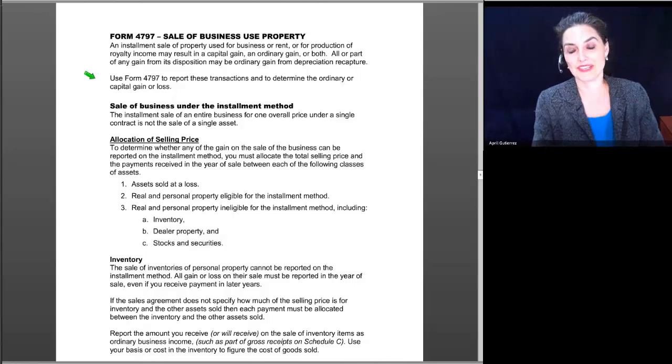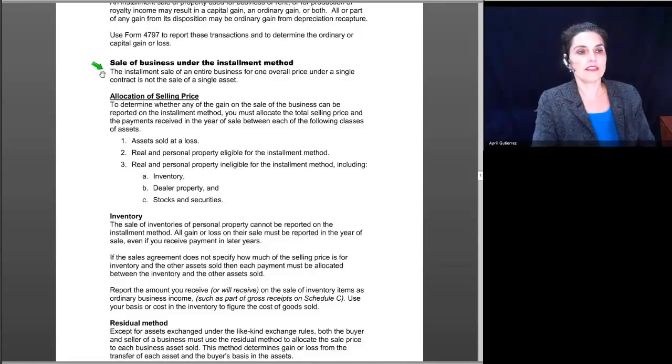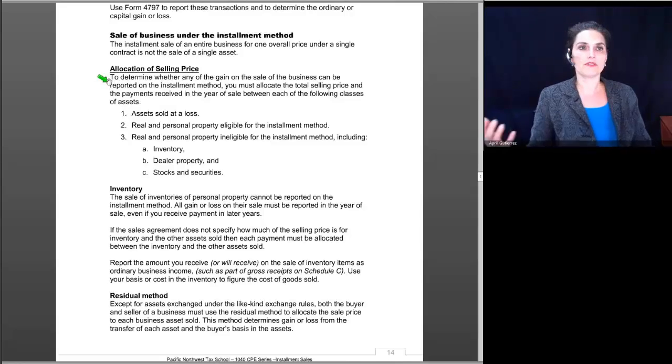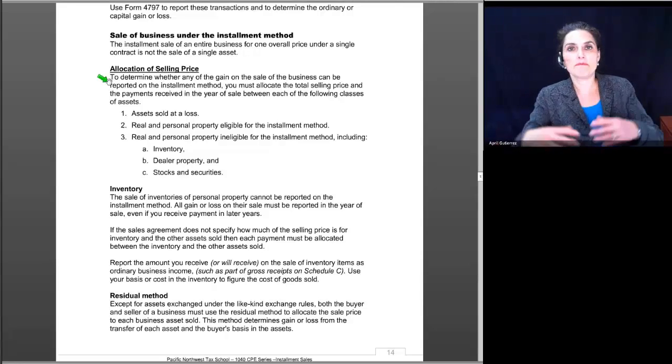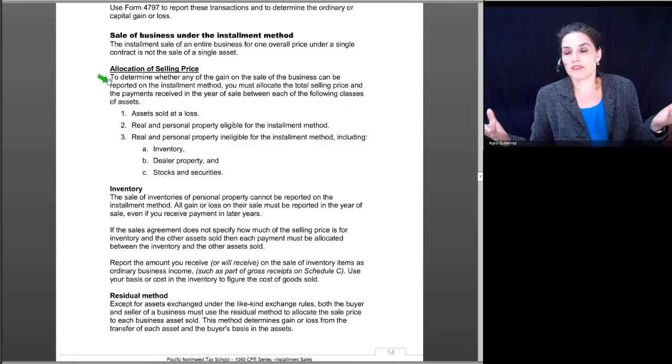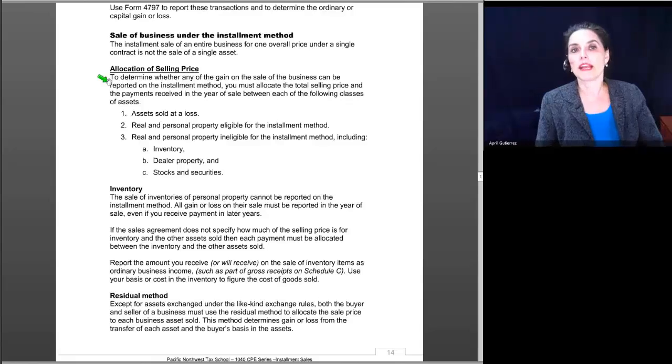So there's more steps there. Sale of business under the installment method. The installment sale of an entire business for one overall price under a single contract is not the sale of a single asset. So if you saw a particular McDonald's franchise that was for sale and you decided you wanted to buy that going concern franchise, the IRS is saying that you don't just buy a business and treat it as the purchase of one thing, that you're going to have to look to the component parts that make up that business.